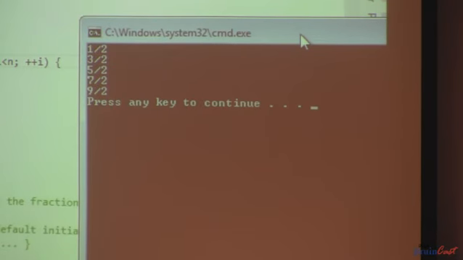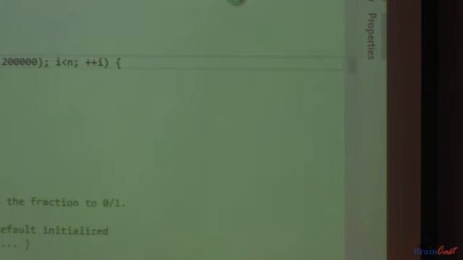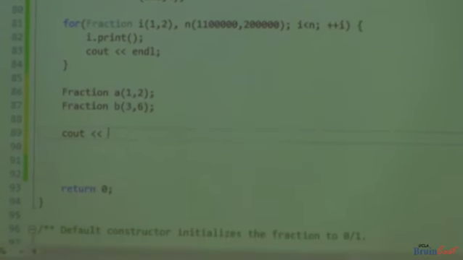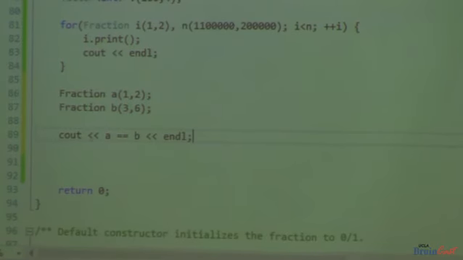But there's no guarantee. Let's say you wrote in another fraction there, some fraction that was equivalent to 11 over 2. For example, let's try and trip this thing up. Let's see, 1, 2, 3, 4, 5. 1, 2, 3, 4, 5. Right? These fractions should be equivalent, right? Okay, I can't get it to trip up easily. Okay, so I should try some prime numbers or some other. Okay, so that works. Let's try to compare two fractions. Fraction A, 1, 2. Fraction B, 3, 6. Cout A equals B. Let's see what we get.